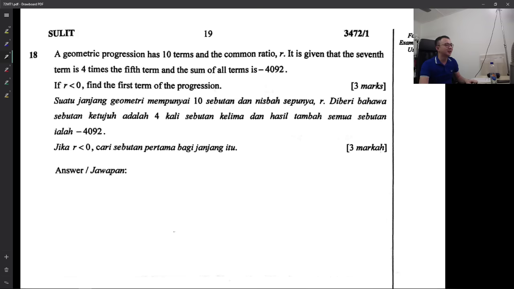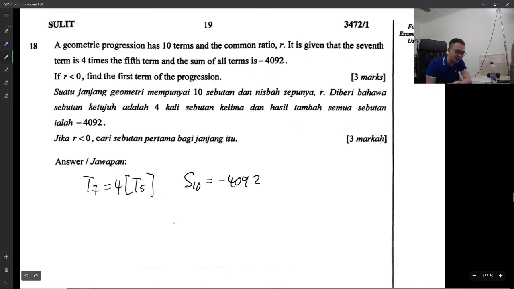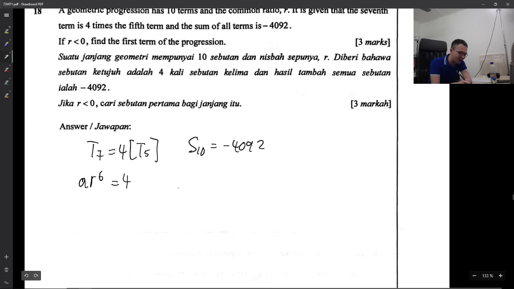Okay, a geometric progression has 10 terms and a common ratio r. It is given that term 7 is 4 times term 5, and the sum of all the terms, S10, is negative 4092. And r is less than 0. So ar to the power of 6 equals 4 times ar to the power of 4. I will simplify by dividing the a's, and I get r squared equals 4, r equals positive or negative 2, right? But r is less than 0, so I take negative 2 only.